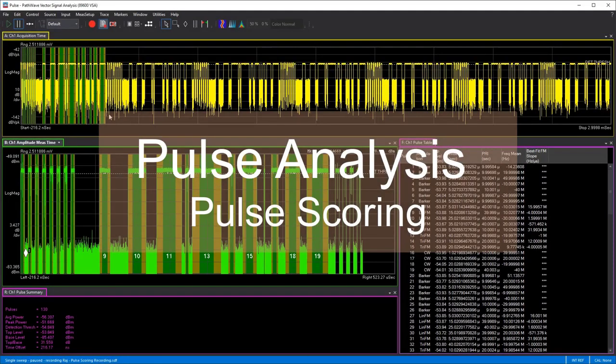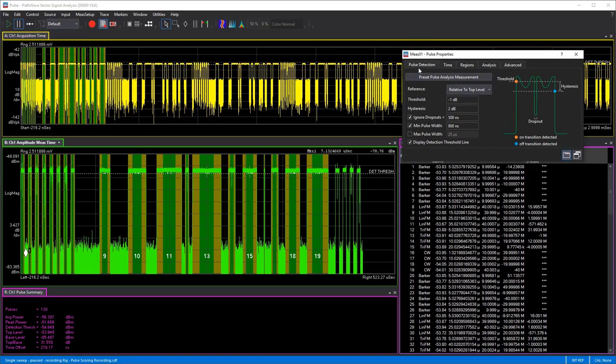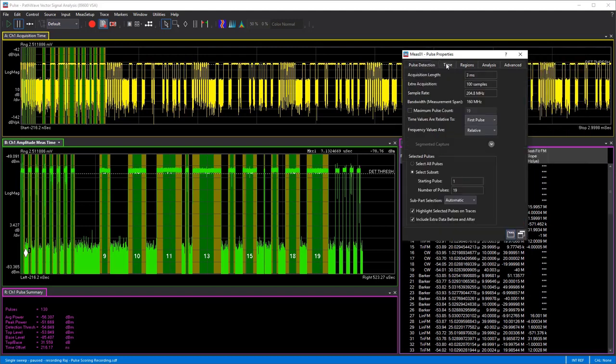Here we have about a 3 millisecond capture of a pulse signal. It kind of looks like a repeating pattern, but we're not 100% sure, with varying pulse widths and PRIs. And what we've done here is that in our measurement setup and pulse properties, we can now take a look at obviously our setup for pulse detection that we've talked about before.